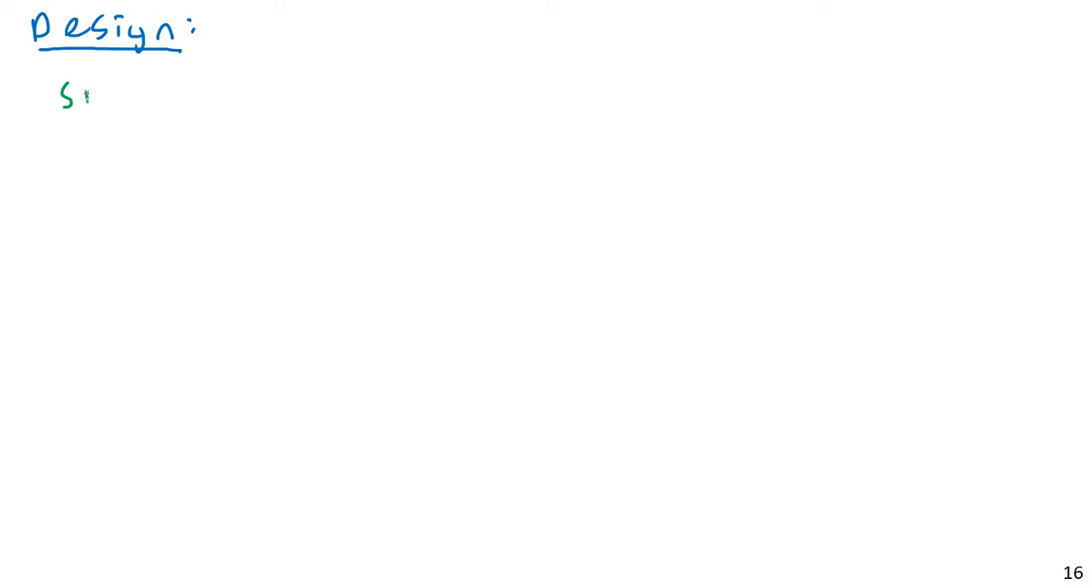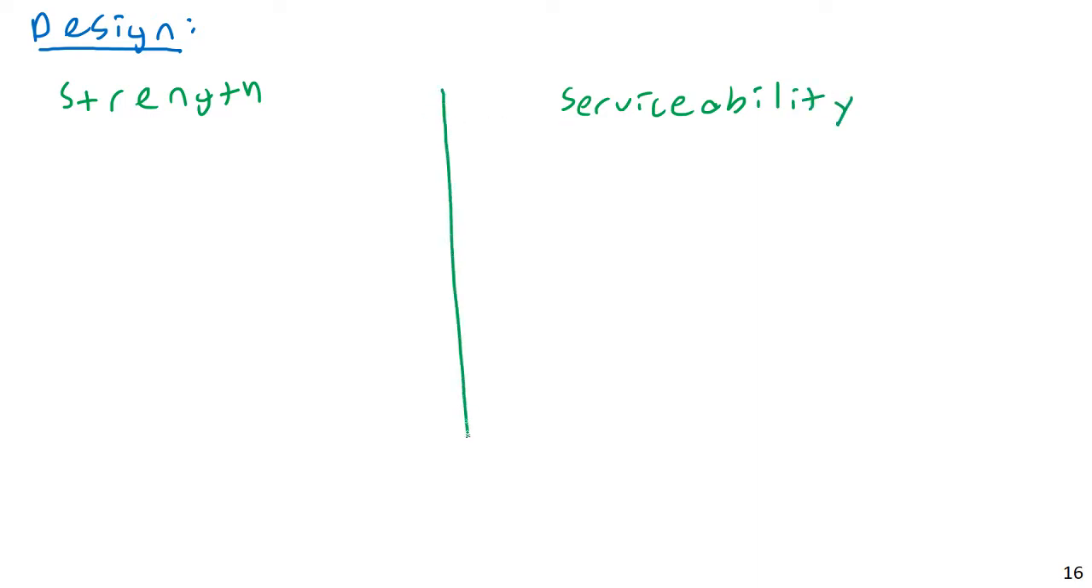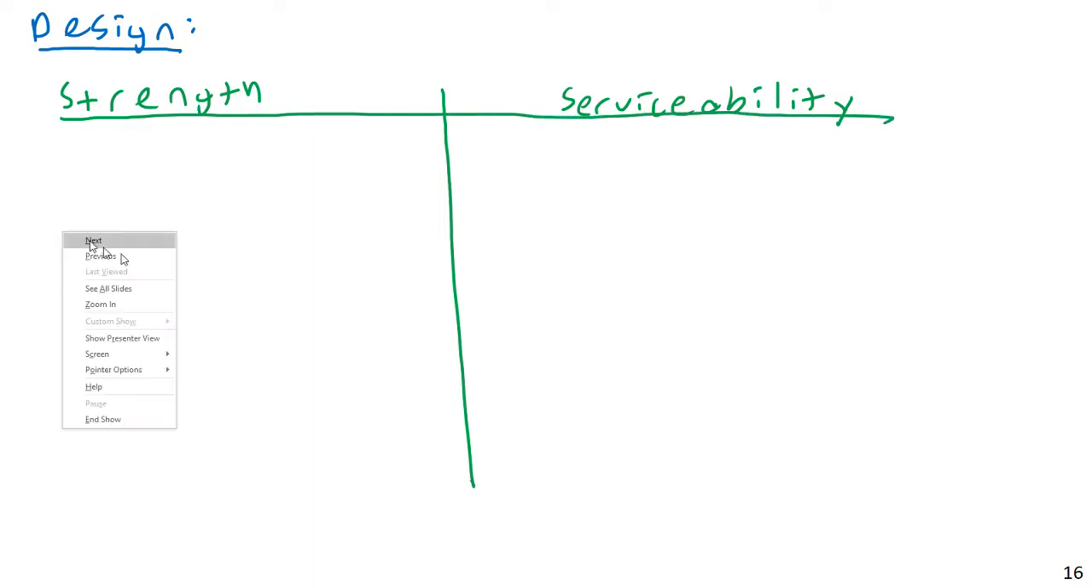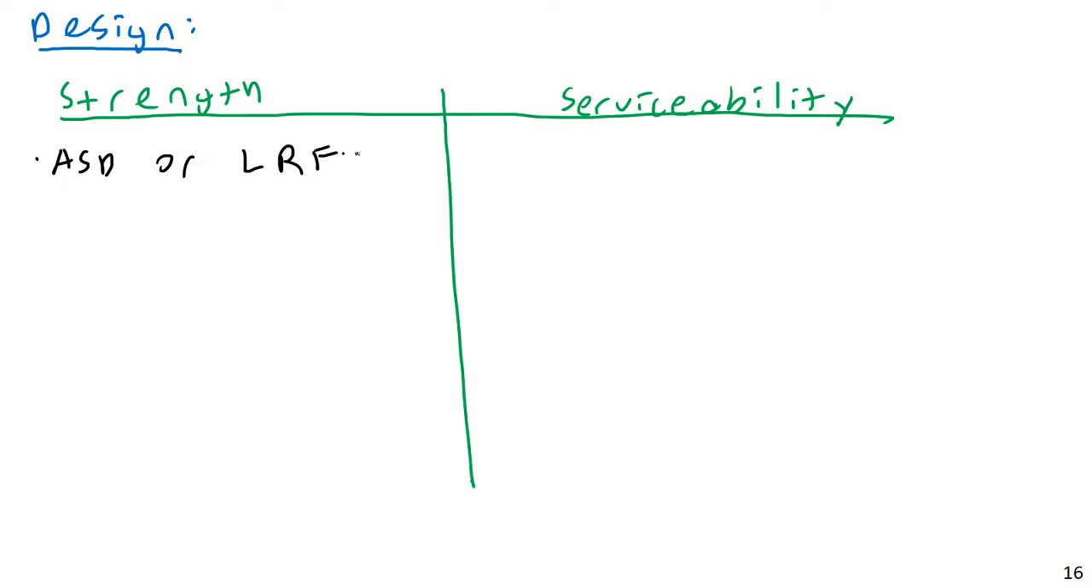So really, we have two big camps, two big philosophies. We have strength, and we have serviceability. Strength is going to be your LRFD or ASD design philosophy, or as we use in this course, LRFD. You have load factors, you have resistance factors, all this sort of thing.